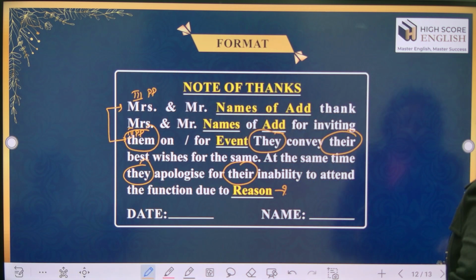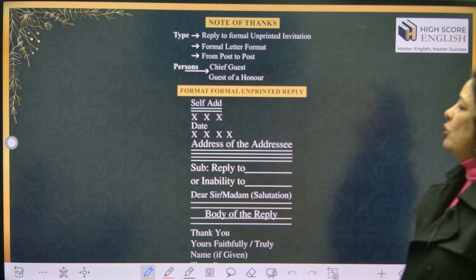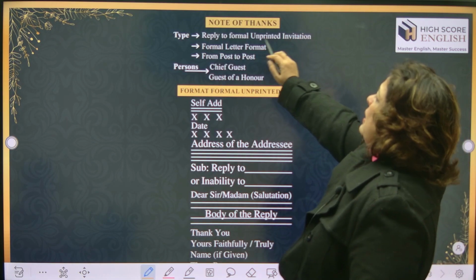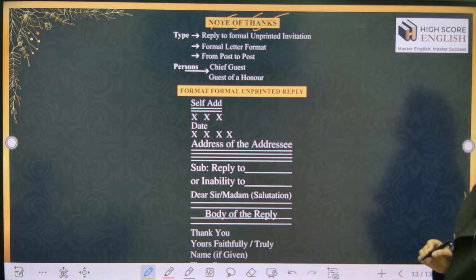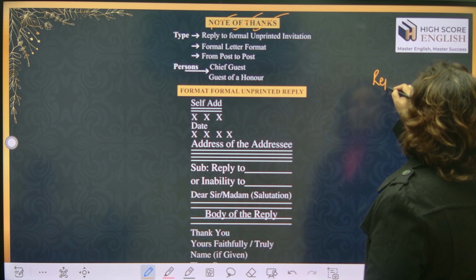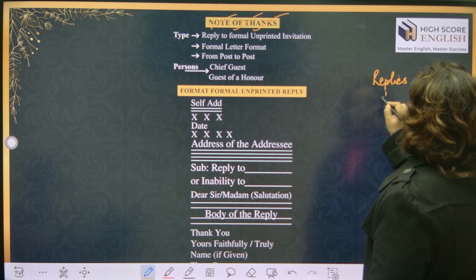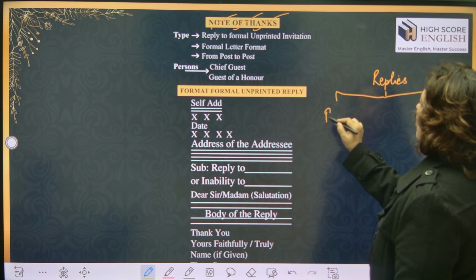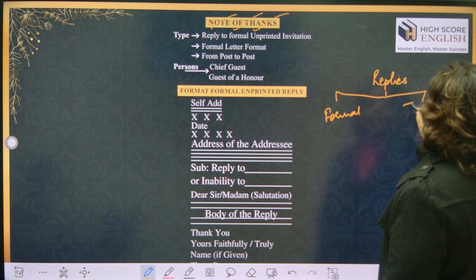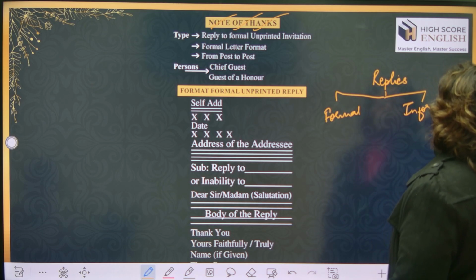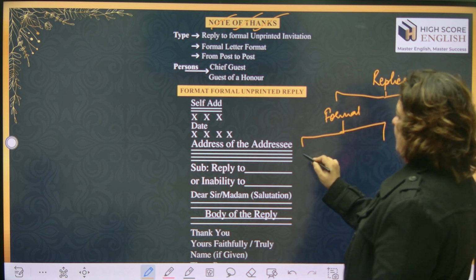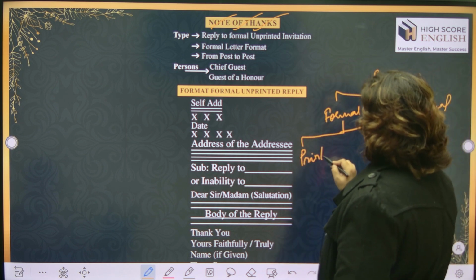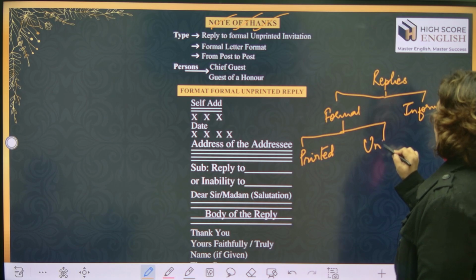Now, let us move to the next one. Now we are writing reply to formal unprinted invitation. As I told you, replies are of two types, formal and informal. Formal again of two types, printed and unprinted.